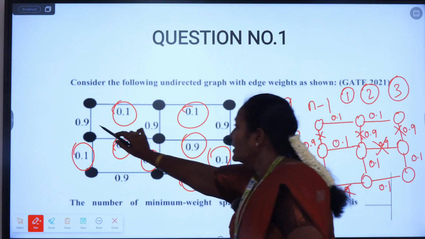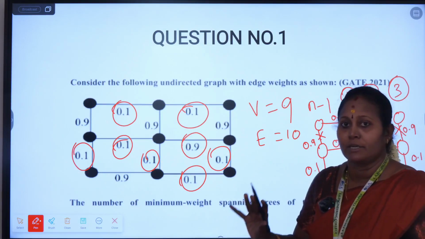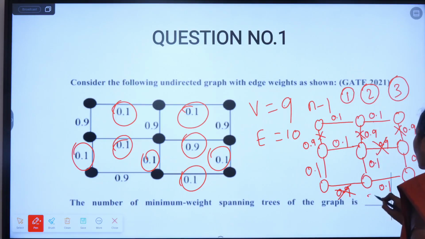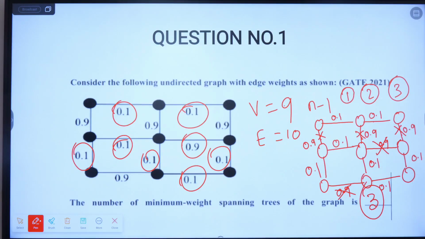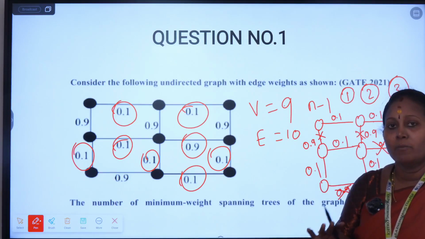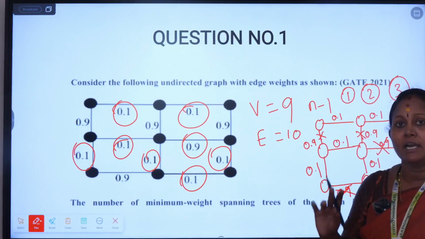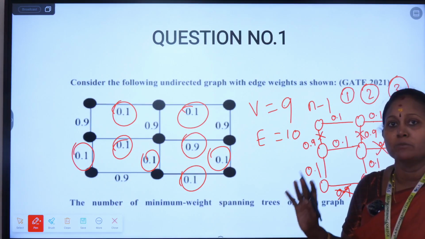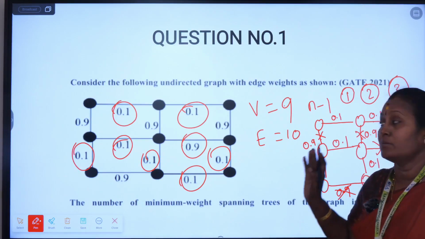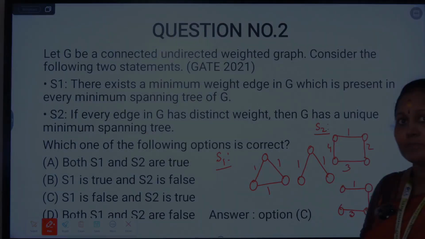You have to consider only this one, this one, this one for forming a minimum spanning tree. So totally how many minimum weight spanning trees of the graph do we have? Totally 3. This is the solution for this problem. So once again I am repeating here, the minimum spanning tree problem is a repeated one. That is, each and every year in the GATE exam you will get a minimum spanning tree problem. So you have to concentrate much on this minimum spanning tree problem. Okay, another, it is an easy one.